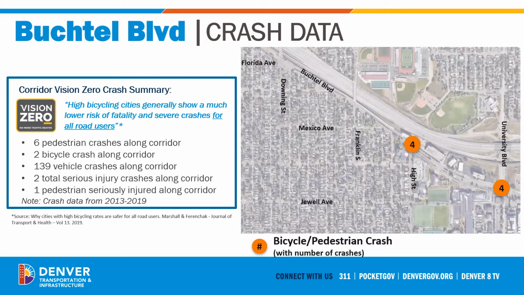And we look through the corridor. We especially try to focus on crashes that involve our vulnerable road users, the bicycles and pedestrians that are on the corridor. You can see here we've had 6, unfortunately, between 2013 and 2019 pedestrian crashes, 2 bike crashes, and 139 vehicle crashes along the corridor. So what we're trying to do is reduce crashes, but also the severity of those crashes, which are more impactful for those vulnerable road users.